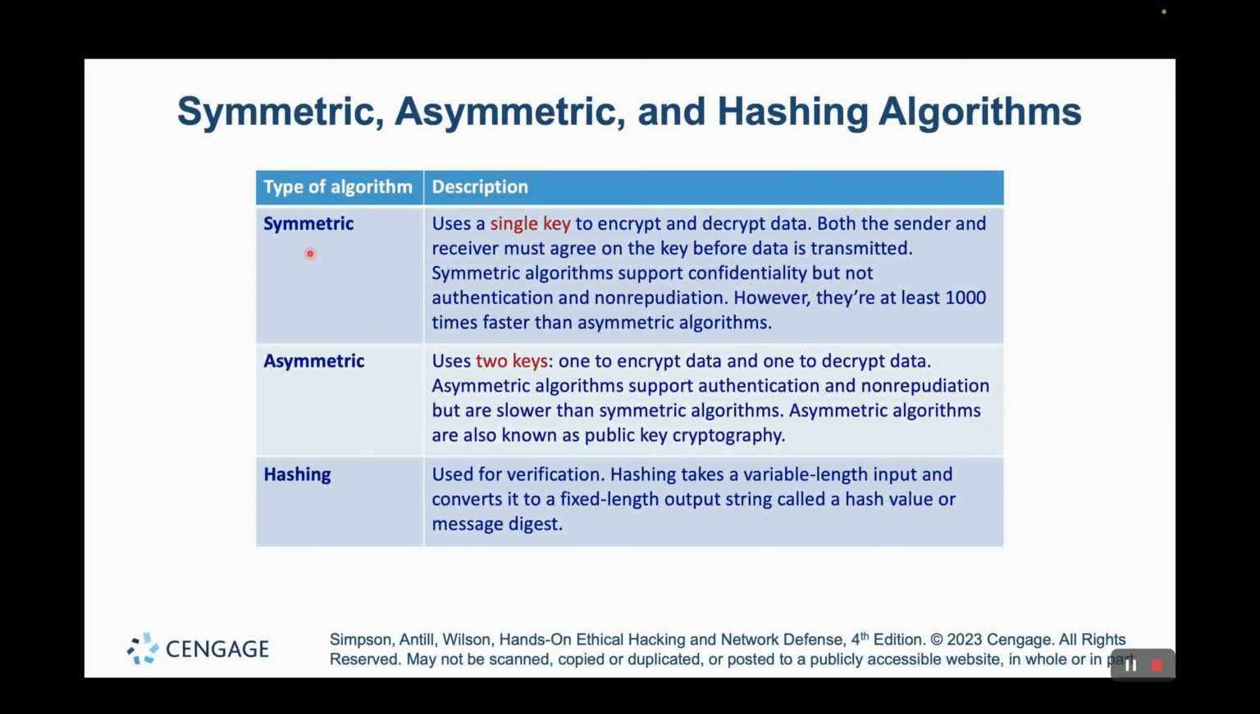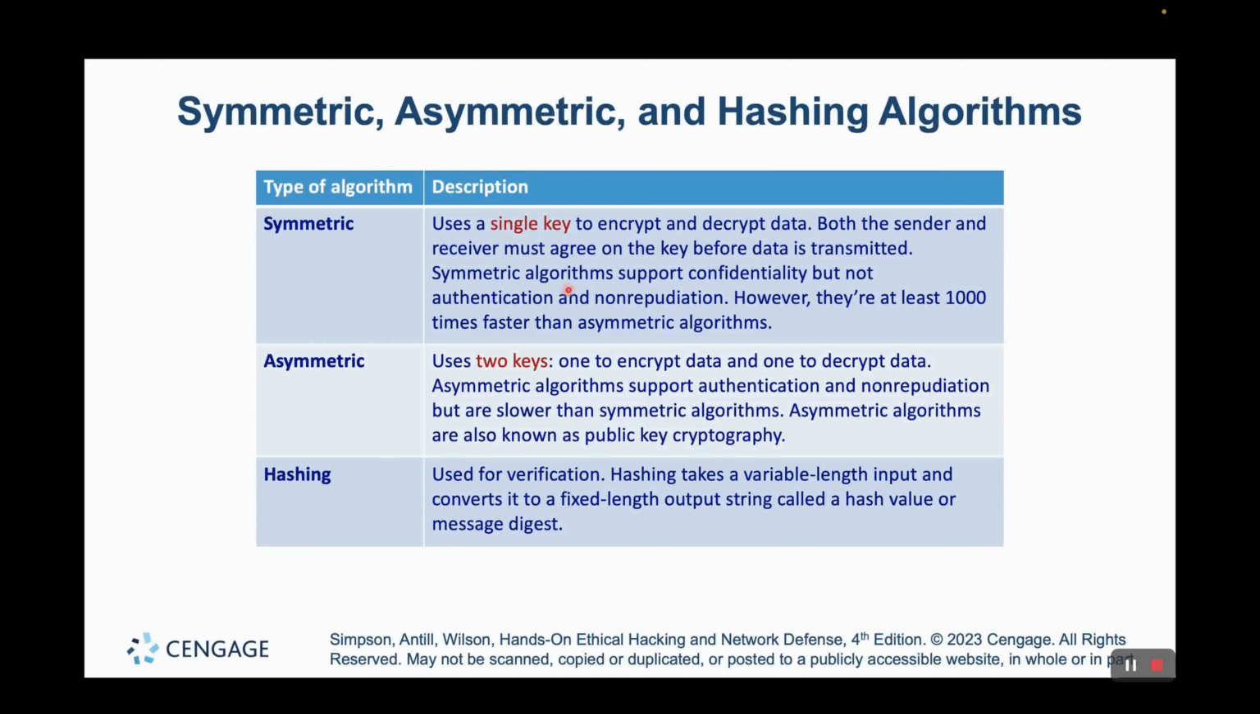Okay, we're going to go later on and learn more about symmetric, asymmetric, and hashing. But a few things as a summary. Symmetric uses a single key. Asymmetric uses 2 keys. Now, in symmetric, the same key is used to encrypt and decrypt data, which means that the sender and the receiver must have the same key before the data is transmitted.